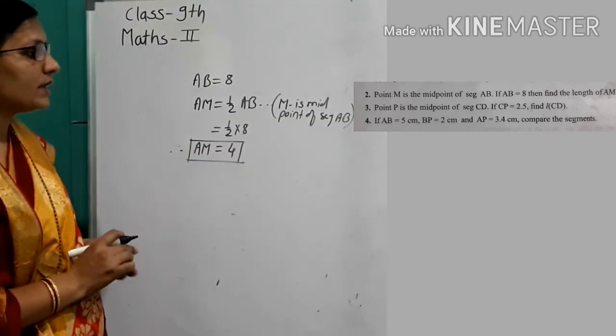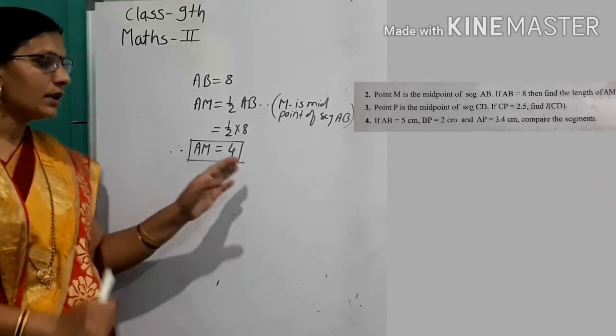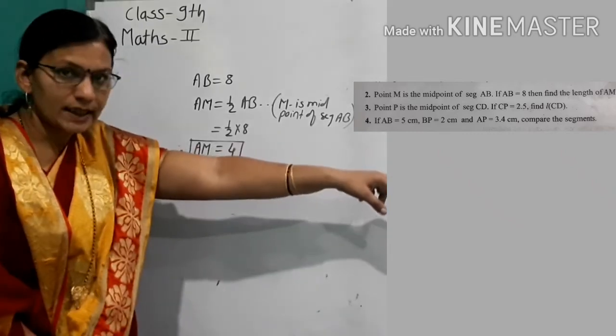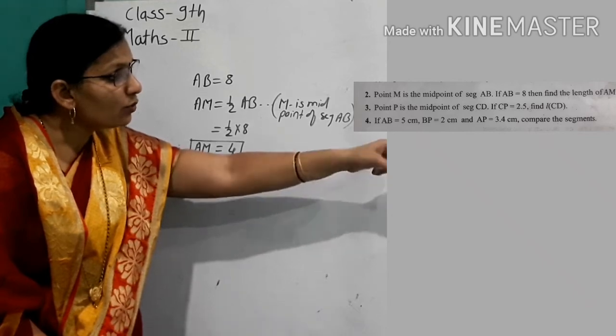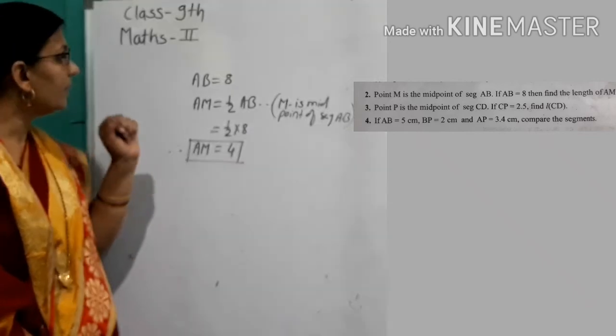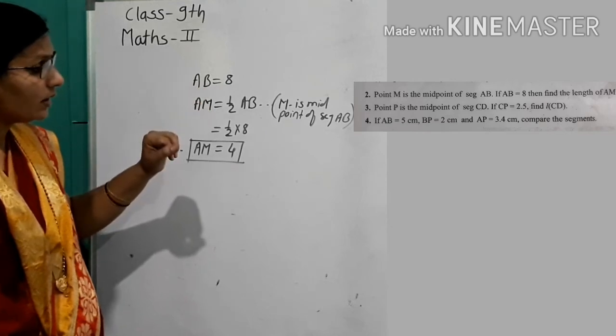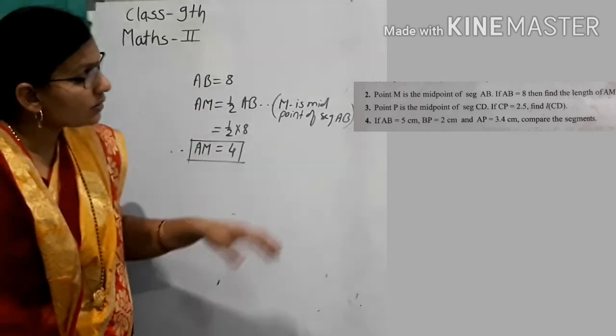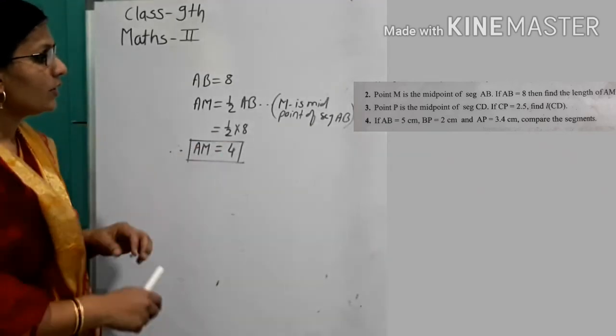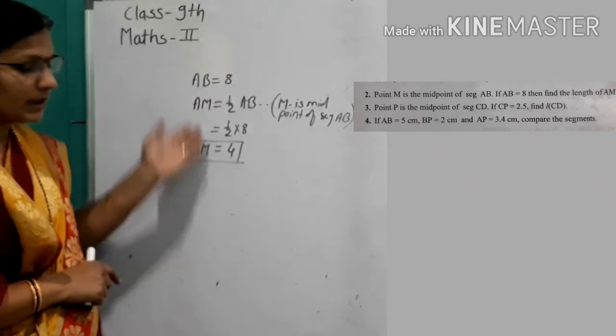A similar example is given, example number 3. P is the midpoint of CD. If CP equals 2.5, find CD. Here CD is to be found out and CP is given. So solve this example in a similar way.